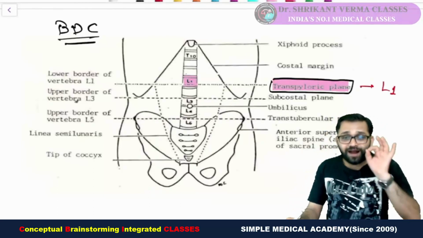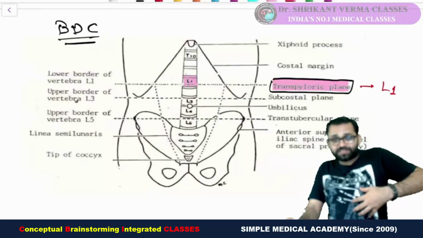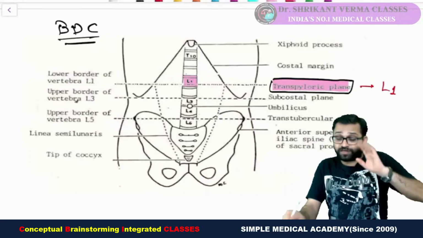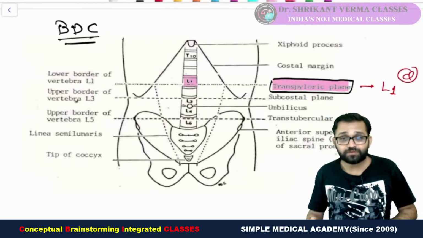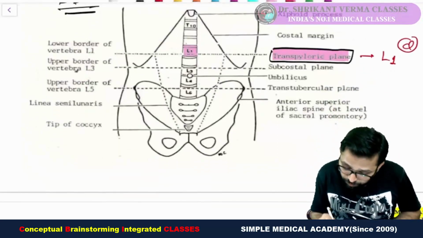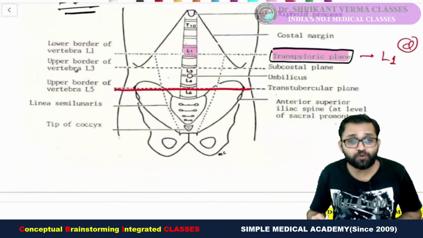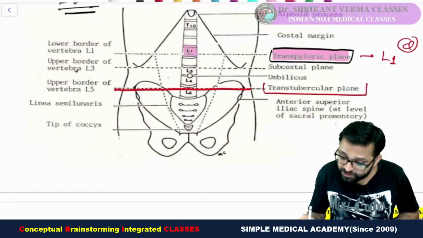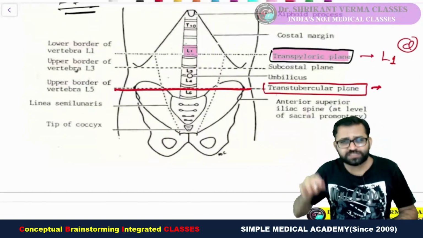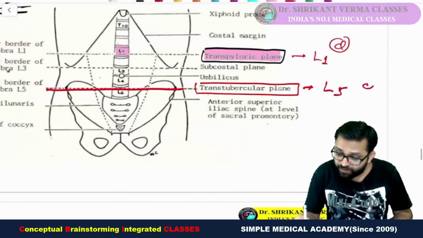L1, transpyloric plane. The stomach is above. Okay, sir, L1 is above. You can remember this for MCQs. Now, there is one more plane which is passing through the tubercle of the hip bone. This is the transtubercular plane. It is the lowest line, so it is passing through the last lumbar vertebra, L5.